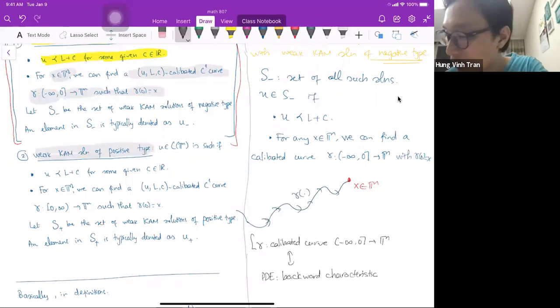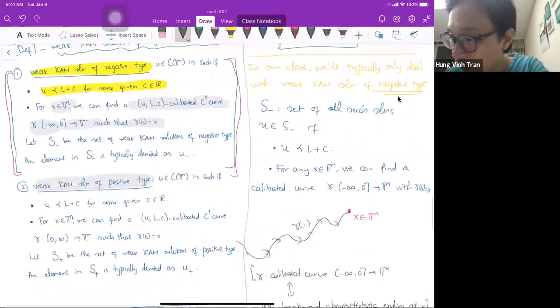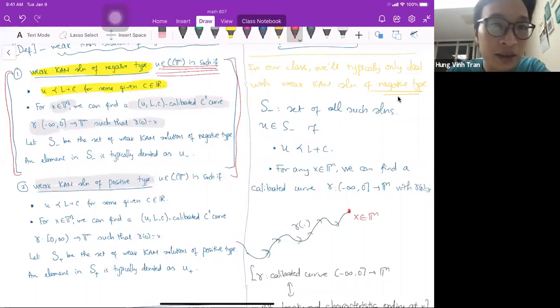Starting or ending, whatever. So ending at x. So you go from minus infinity to somewhere and you end at x. This is a remarkable thing to start with, because the definition only requires that u is continuous. So u is just a continuous function.